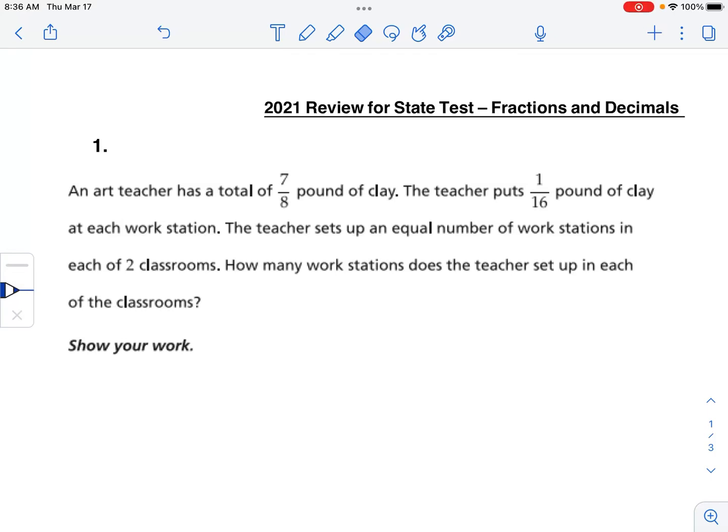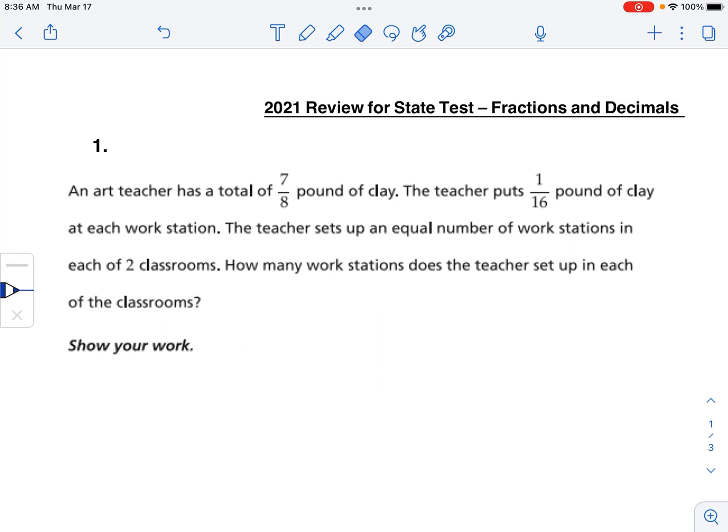Hi everyone, today we're going to be going over state test questions that include questions from 2021 and previous tests. We're going to be looking at just questions that focused on fractions and decimals. So how can you use this video?